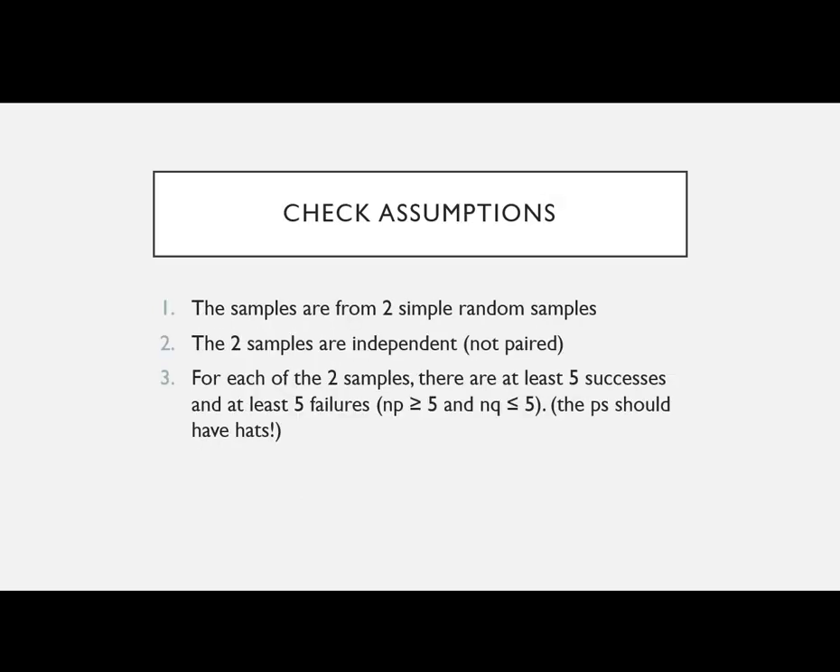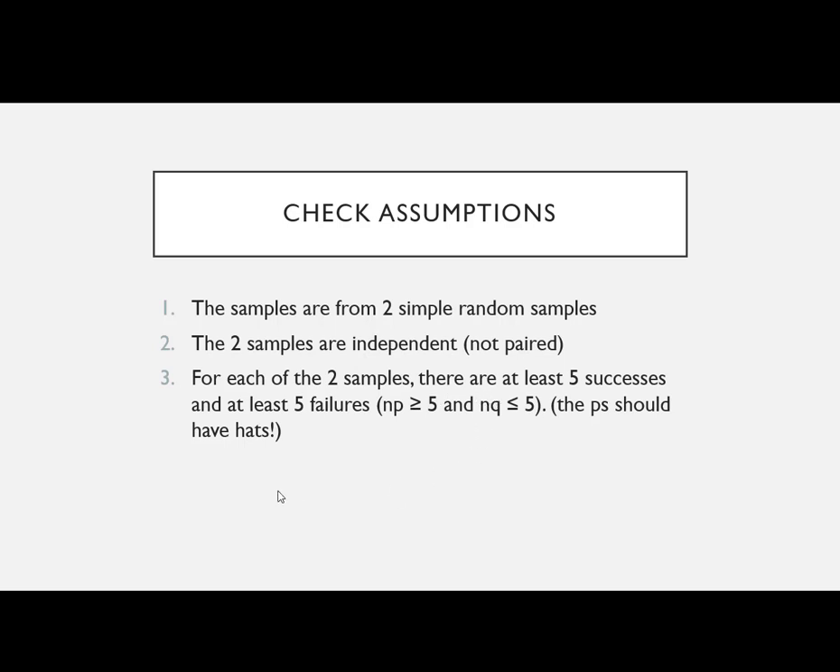We have assumptions, as we do with all inferential statistics. For this one, the samples are from 2 simple random samples. That we can't always know, especially if we're handed a data set, but we're just going to assume that is the case. The samples are independent, so therefore they're not paired. You can't be in one group and in the other group. You've got to be in one; they have to be mutually exclusive. And for each of the 2 samples, there are at least 5 successes and at least 5 failures. So each cell has to be greater than 5. And these p's should have hats, so p hat, right?